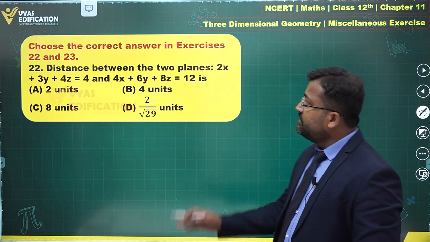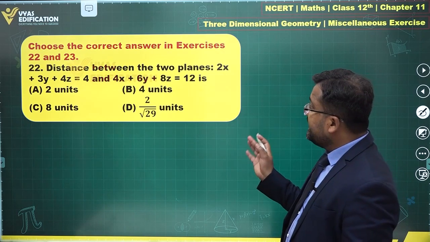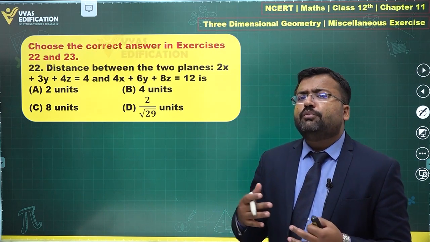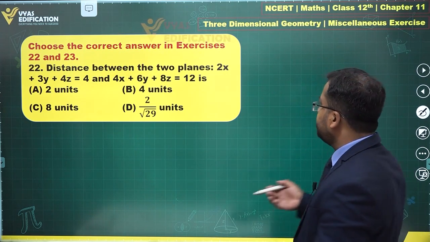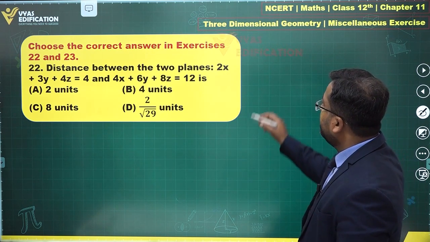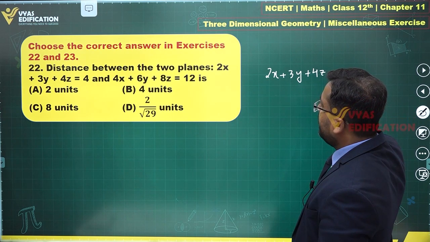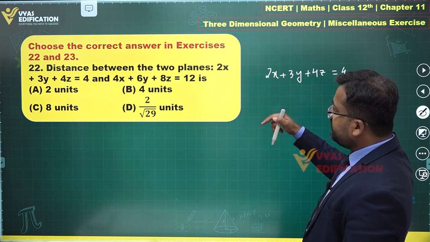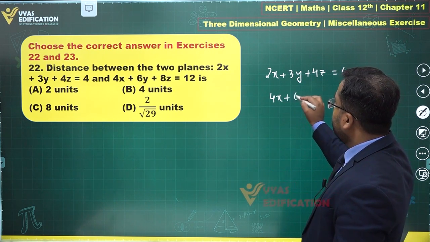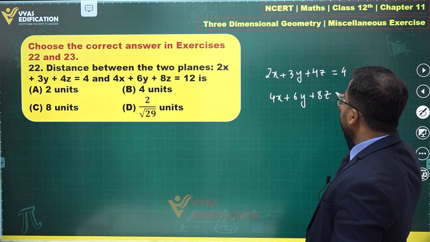Question number 22 says, distance between the two planes, this and this. The distance between two planes can be asked if the two planes are parallel, yes. So are these two planes parallel? Let's write 2x plus 3y plus 4z equals 4. The other one is 4x plus 6y plus 8z is equal to 12.